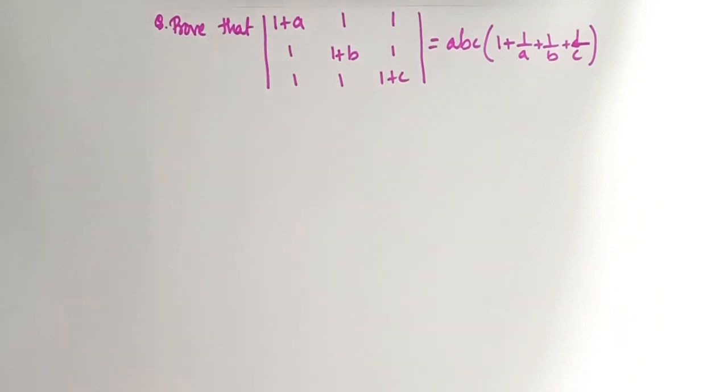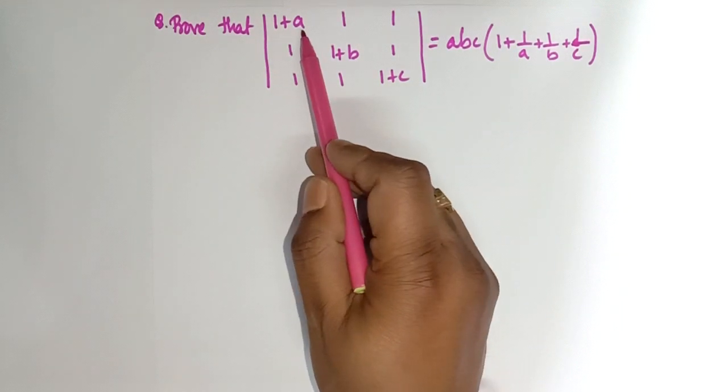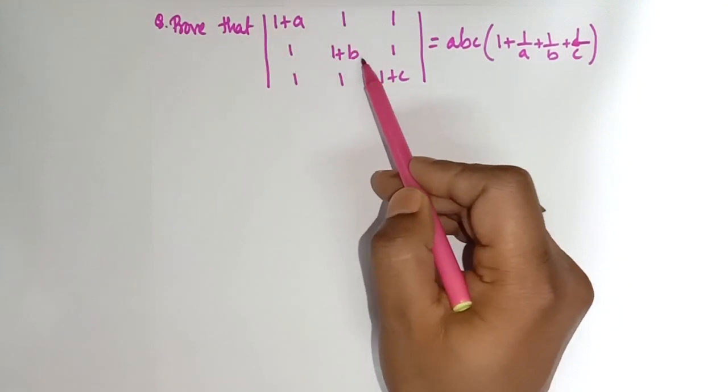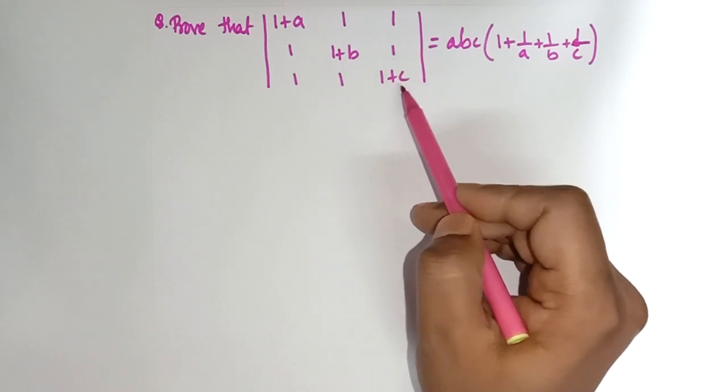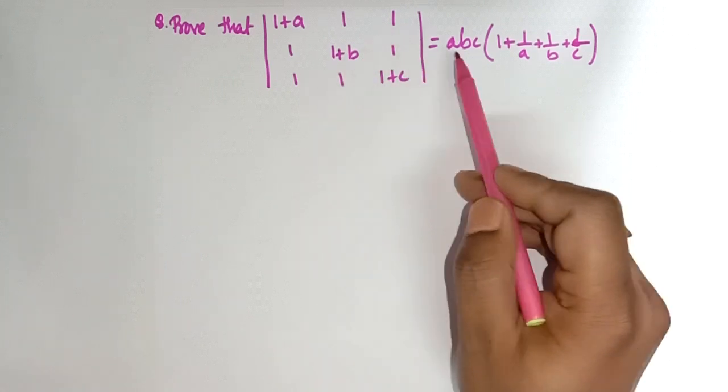So here comes another question. This one is very important and has come in ICSE, CBSE, and the state board also. It carries 4 marks. You can see the determinant with rows 1 plus A, 1, 1; 1, 1 plus B, 1; 1, 1, 1 plus C. You have to prove left hand side equals right hand side.